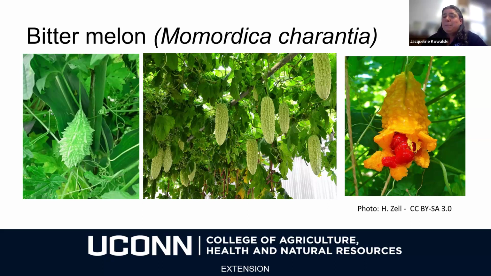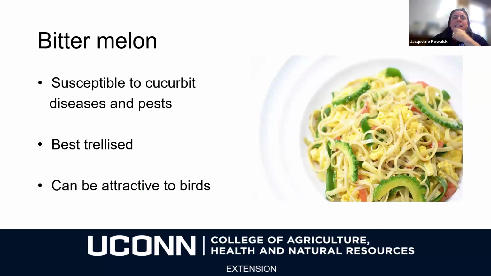If anybody has personal experience, I'd love to hear this. I have been told that that pith and those seeds become sweet and they're used in salads. But then I've had other people say that the rind never really does get sweeter. So I've heard varying accounts. What I will say is that they are susceptible to cucurbit pests and diseases. They are best trellised. In fact, in some parts of the world, they're grown as perennial crops and as sunshades. And they can be quite attractive to birds.